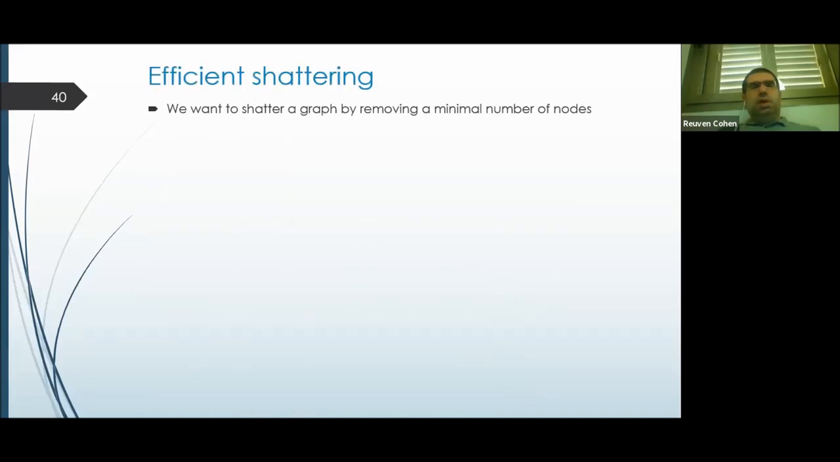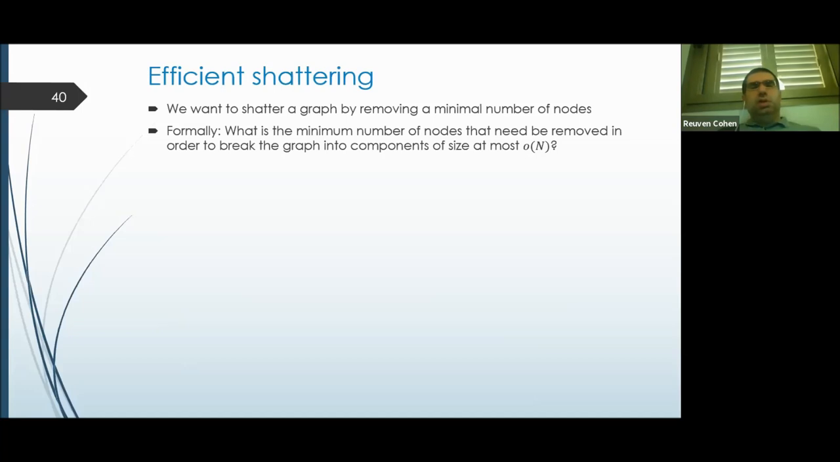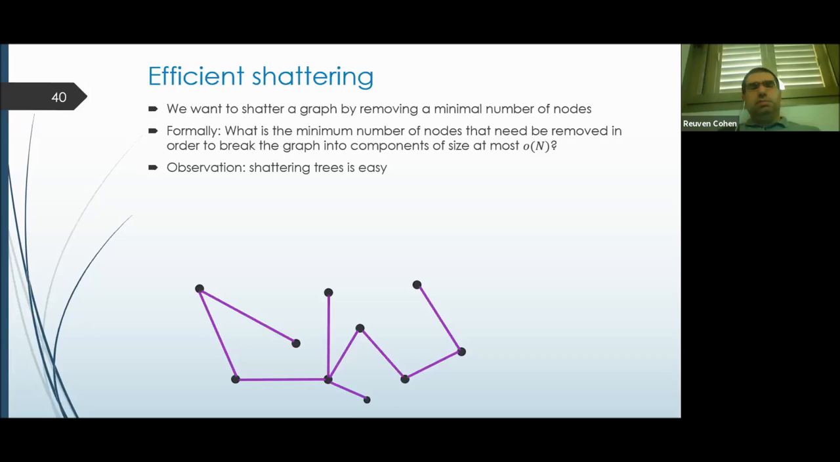So let's say we have a random network and we want to shatter it by removing a minimum number of nodes. Formally, we can ask what is the minimum number of nodes in order to break it into small, little o of N components. So one observation that we can use is that if we have trees, then shattering them is easy. Why is that easy?